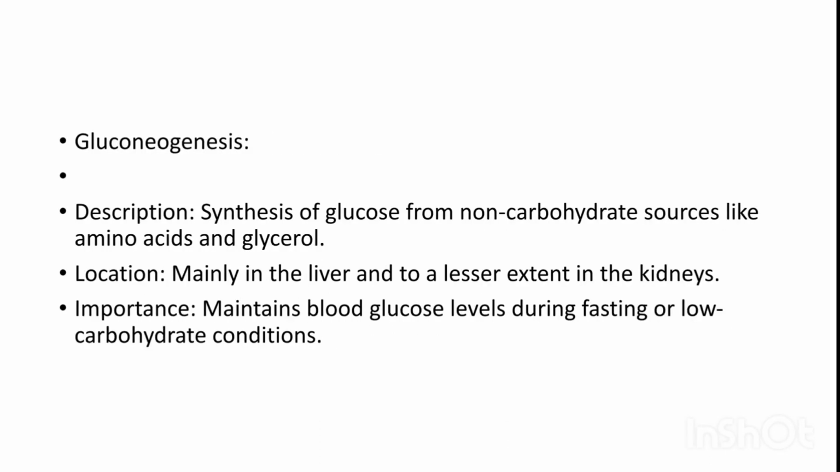Gluconeogenesis. Description: the synthesis of glucose from non-carbohydrate sources like amino acids and glycerol. Location: mainly in the liver and to a lesser extent in the kidneys. Importance: maintains blood glucose level during fasting or low carbohydrate conditions.